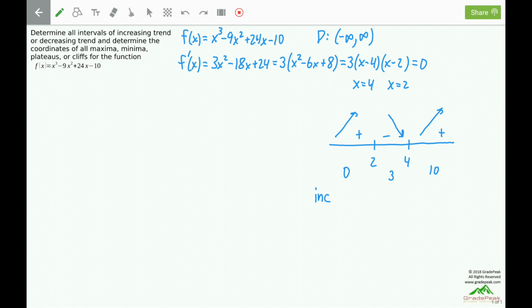So we have an increasing trend happening from the interval negative infinity up to positive 2, and again, union, from 4 to positive infinity. And we have a decreasing trend happening from 2 to 4.